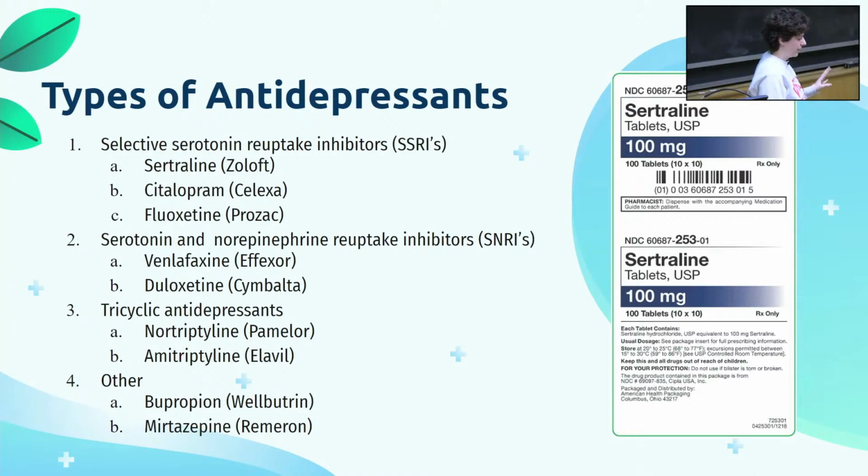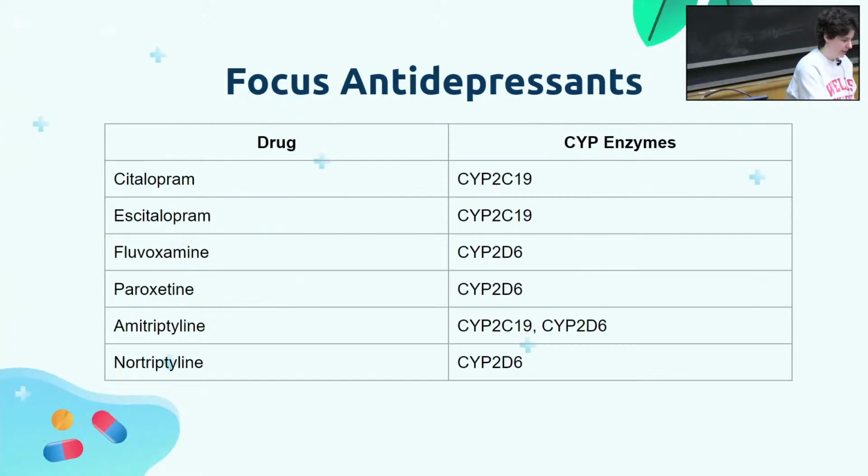So that's just a really quick overview, and then I just have the label for sertraline, like if it came in like a box. Let's see. So the antidepressants we're going to talk about today are citalopram, escitalopram, fluvoxamine, paroxetine, amitriptyline, and nortriptyline. I have the CYP enzymes that are associated with each one. As you can see, it's either CYP2C19 or CYP2D6. Amitriptyline is a fun one because it's both 2C19 and 2D6, so when you have to look at the pharmacogenomic applications of that one's really fun to do.